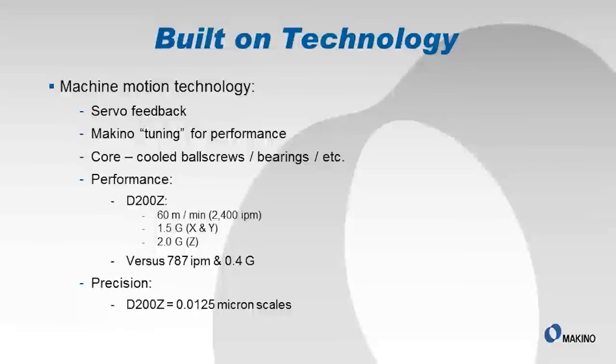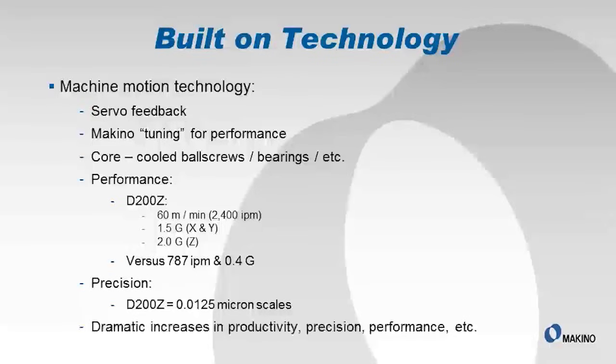The other thing about it is not only the speed, but look at the time it takes, or the G rating for X, Y, and Z here. We're looking at 1.5 Gs on X and Y and 2 Gs on Z. So it gets from dead stop to full speed very quickly. So it's very responsive. You look back again at the 787 inches a minute and 0.4 Gs compared to the technology available in the market and machine tools today, and particularly the D200Z, and it's dramatic.